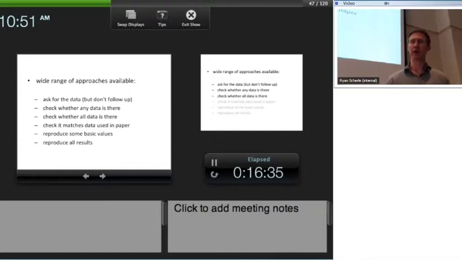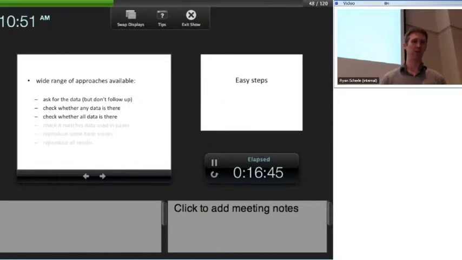Or you can actually go completely gung-ho and try to recreate all the results in the paper from start to finish, which is quite the undertaking. So the last three are pretty much what we're going to be talking about this afternoon, so we can grade them out. But these are our experiences with the first three in Molecular Ecology. We decided to start right from the beginning.